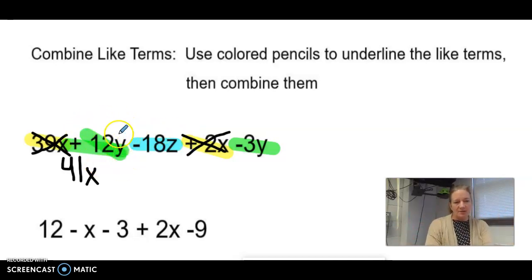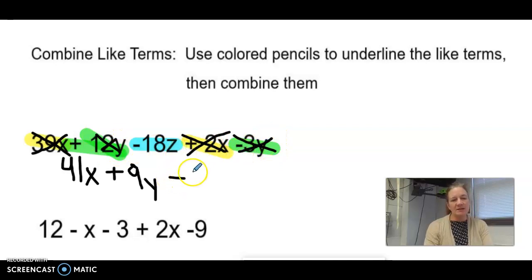And then here I've got 12y in green, and I have -3y in green. So now I've got 12 yo-yos minus 3 yo-yos. Well, 12 minus 3, that's going to give me 9 yo-yos. Whoops, and that's plus, right? Because it's a positive number. And I'm going to cross these off because I used them up. And now I'm left with -18z, and there's nothing I can do with that.